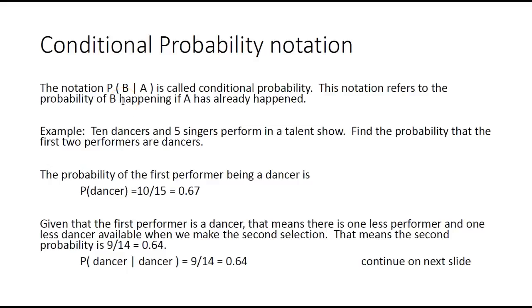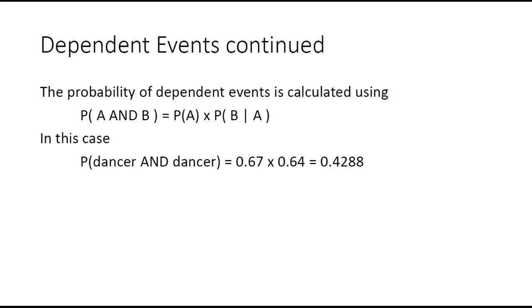The probability of the first performer being a dancer is 10 out of 15. The probability of the second event is 9 out of 14 because there are now 9 dancers of the 14 remaining performers. To complete the problem, we multiply the probabilities of events together. The chance of getting 2 dancers in a row is 0.4288.